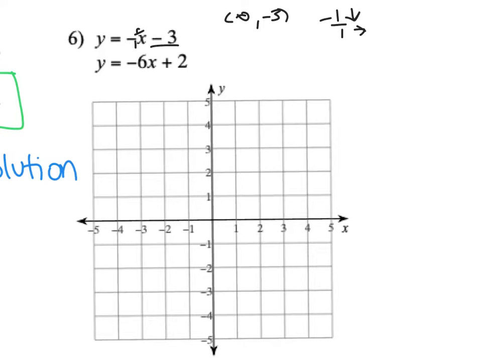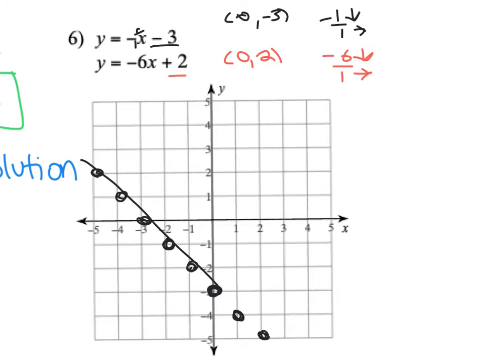Now for my second line, I begin at 0, comma 2. And my slope is negative 6, but I have to write that as a fraction, negative 6 over 1. So I'll go down 6, right 1. So my first line, I begin at 0, negative 3, and I go down 1, right 1, and I do that across my whole graph since slope is consistent for the whole line. So my second line, I begin at 0, positive 2, and then I go down 6, right 1.